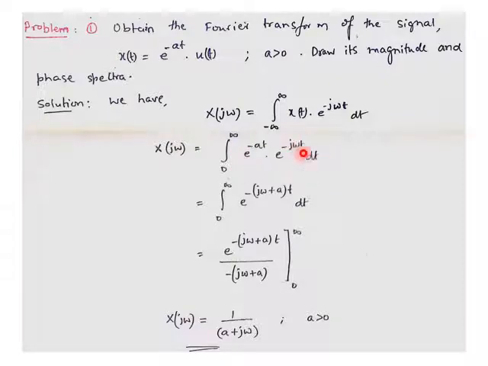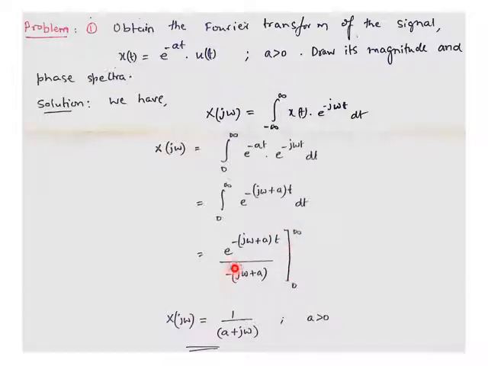So I'll club these exponential terms together: e to the power minus (j omega plus a) into t dt, under the integration 0 to infinity. So let me take the integration. What we will get is e to the power minus (j omega plus a) into t, divided by minus (j omega plus a), with integration limits from 0 to infinity.